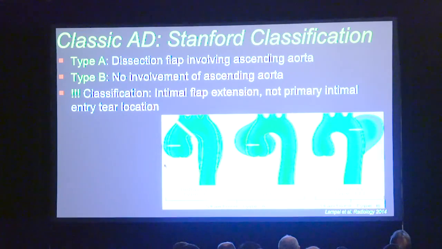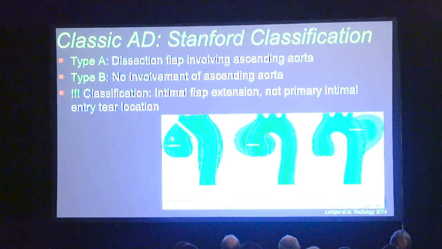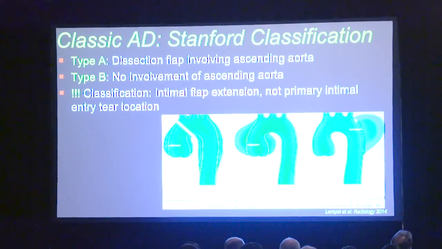And when there is involvement of the ascending aorta, it is classified as Stanford type A. The Stanford classification is currently the most widely used, and that is what I suggest that you use. So this image demonstrates a type A dissection. You can see there's a primary intimal tear in the ascending aorta, and the dissection flap involves the ascending aorta.